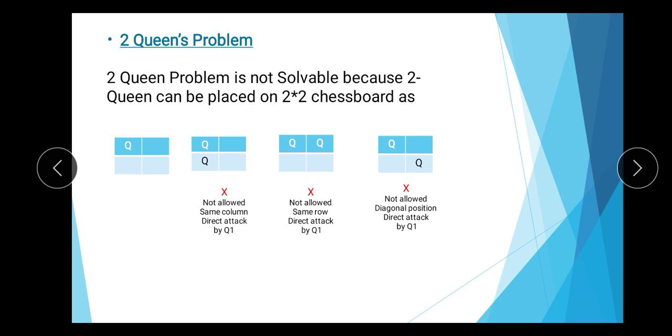Similarly, we cannot place the second queen in the first row, second column, because this is the same row, and as per the rule we cannot place two queens in the same row because there is a direct attack by the first queen on the second queen. Similarly, we cannot place the second queen in the second row, second column, because this is a diagonal position to the first queen. So there is a direct attack by the first queen on the second queen. Hence the two queens problem is not solvable.